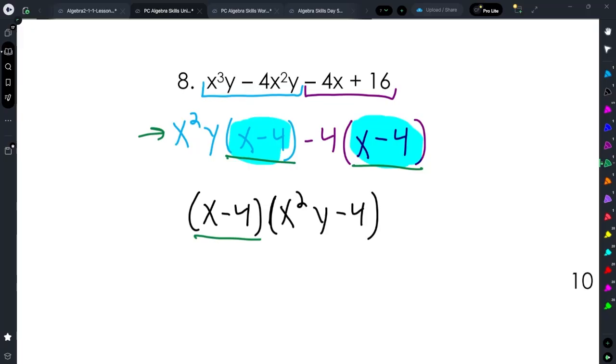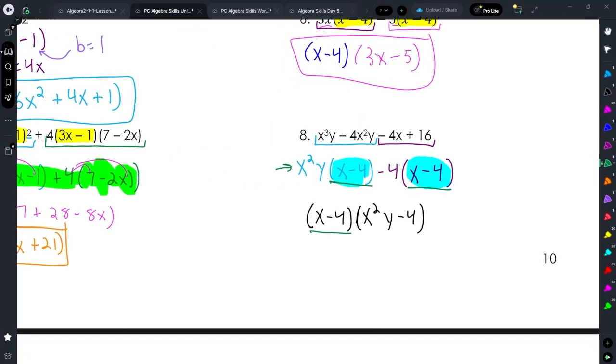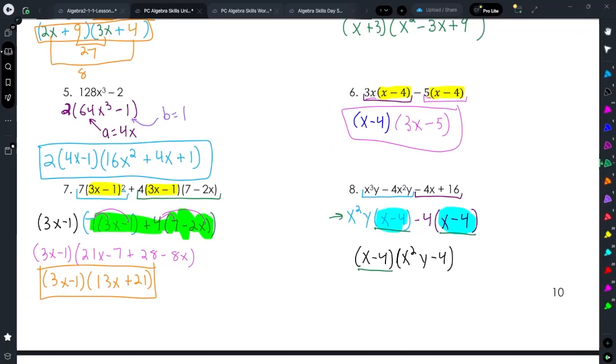Right. So that's it for our factoring lesson. Now we've got a review of all the types of factoring we'll see. So hopefully we can extend this later on in the year.